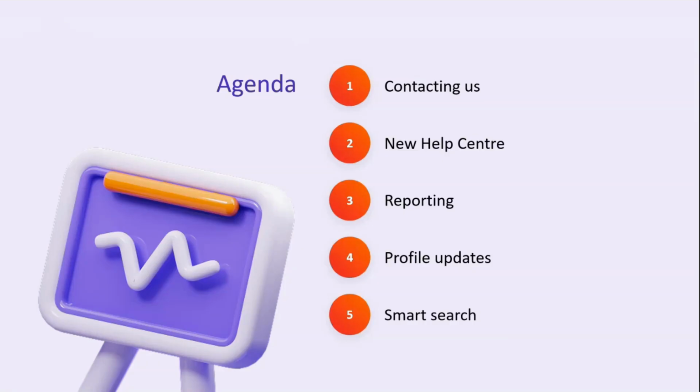So what are we covering today? In this session, we'll focus on some key areas of new development: how advertisers can contact support in the new Awin platform, our new help centre, new platform features such as program profile updates and reporting enhancements, and finally, a brand new way to discover partners using Smart Search.